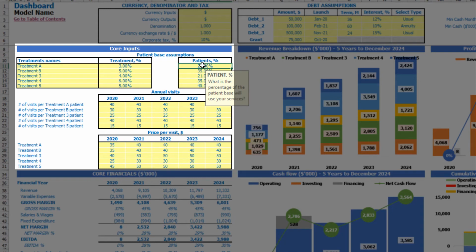Another assumption will be patients percentage. This means what is the percentage of patients who will use your services. In other words, services which your business provides.